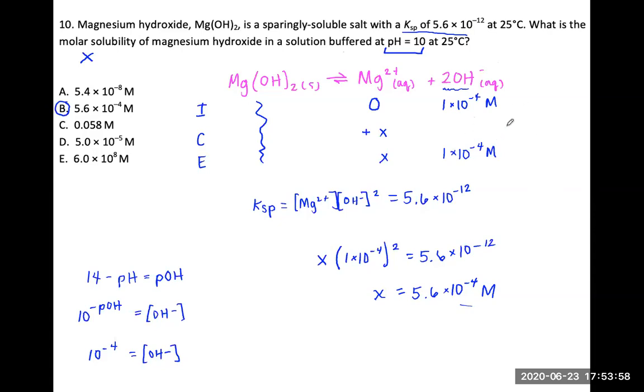So don't let the hydroxide stuff throw you off too much. Because even if we did have some change here, our K is so small that we would disregard the added or subtracted change anyway.